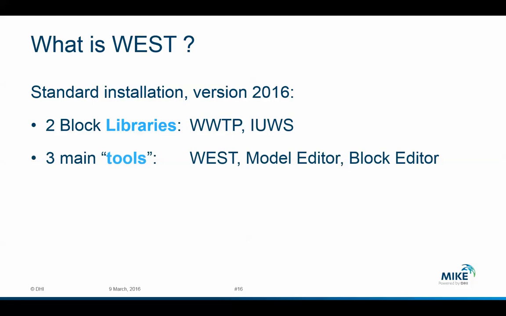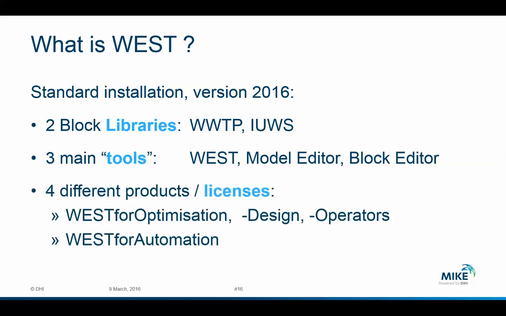It comes with three main working environment tools, WEST itself, the model editor, and the block editor, and four licenses or commercial products. WEST for Optimization, for Design, for Operators, and WEST for Automation. I kept these two groups separate intentionally. You will see why in a minute.